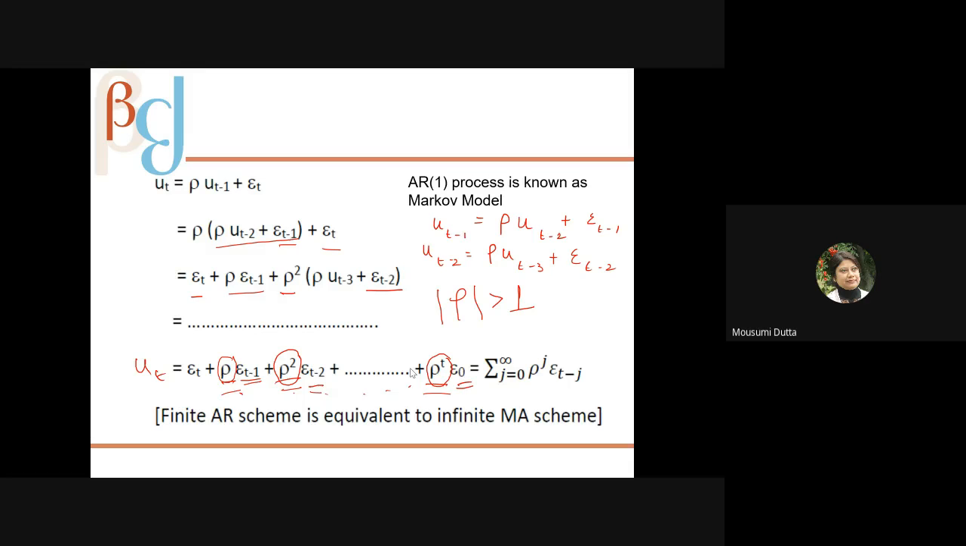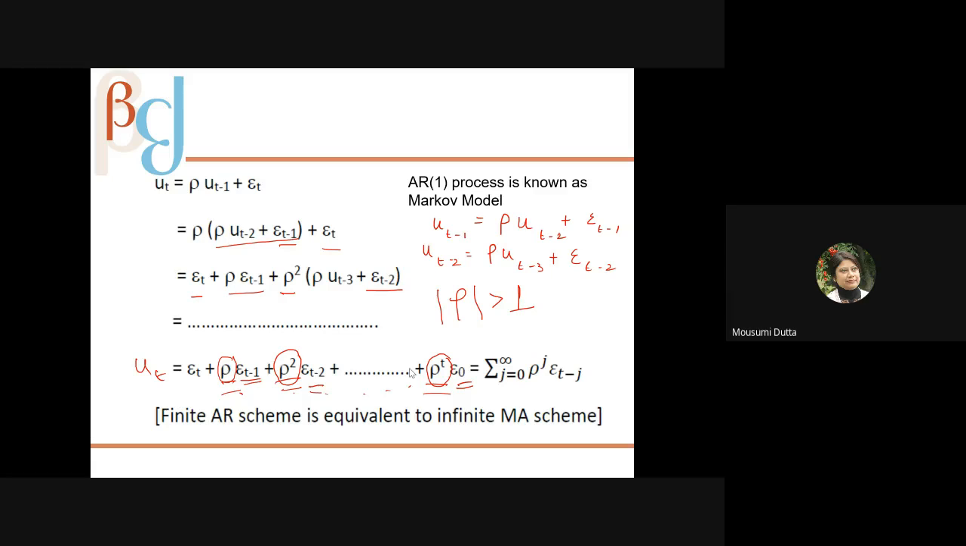So if you agree with this matter, what will be the rational value of rho? Greater than 1 or less than 1? Less than 1. Because in that case, if it is a fraction, then for rho square the value will be reduced, rho cube reduced further as you move towards higher values. If you consider a long series, for 50 years, the lag of 50 years will have a very small impact on the present value of the variable.